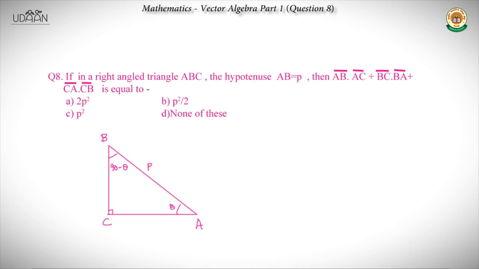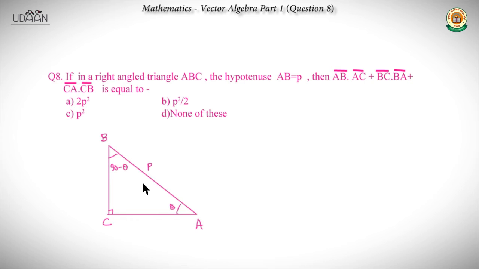If in a right angle triangle ABC, the hypotenuse AB is given to be P, we need to find the value of AB dot AC plus BC dot BA plus CA dot CB. So we're given the hypotenuse, and we need to find the sum of dot products of the sides taken two at a time. In this question, ABC is the right angle triangle with right angle at C, and AB is P. As we have to find dot products, we will consider angle A to be theta. So angle B will turn out to be 90 minus theta, so that we can have the term cos theta.